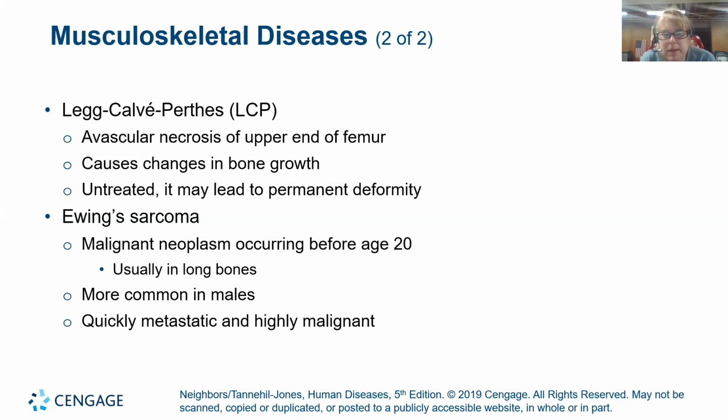Ewing sarcoma, these are malignant neoplasms which occur before the age of 20. They're usually in the long bones, okay? It's more common in young men. It is very highly metastatic, highly malignant. So Ewing sarcoma diagnosis usually is a very serious disease, and they can have very poor outcomes.